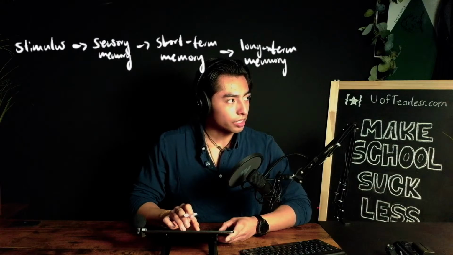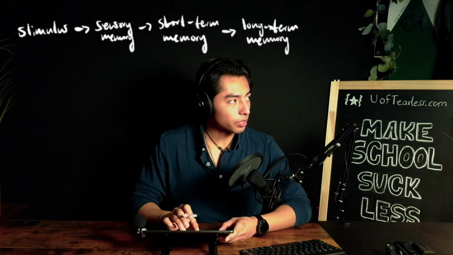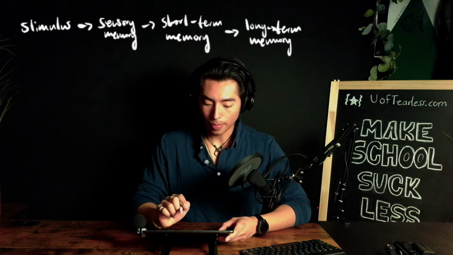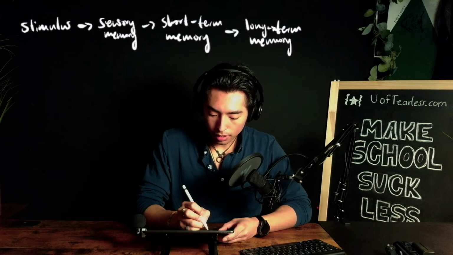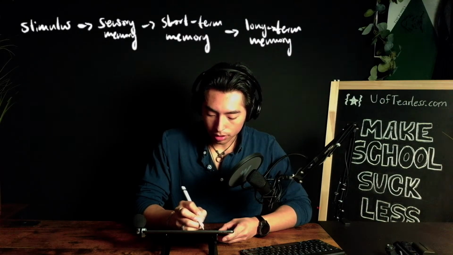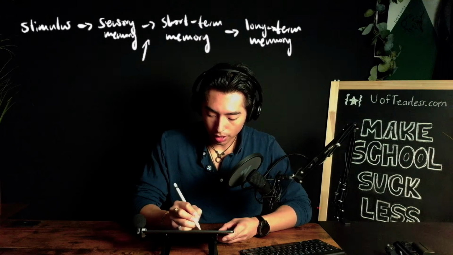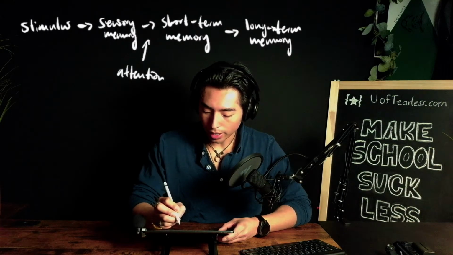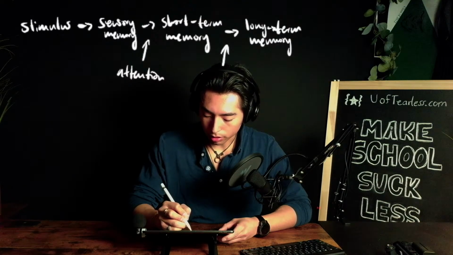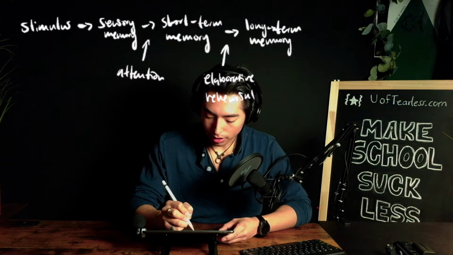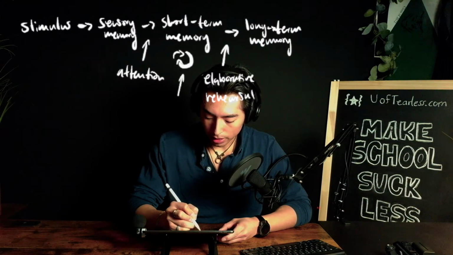So we have all of this, right? Stimulus, sensory memory, short-term memory, long-term memory. When you get the stimulus, it automatically goes into sensory memory, but to get it into short-term memory, you need to give it attention. And then to get it into long-term memory, you need to do something called elaborative rehearsal. And to keep something in short-term memory, you do something called maintenance rehearsal.